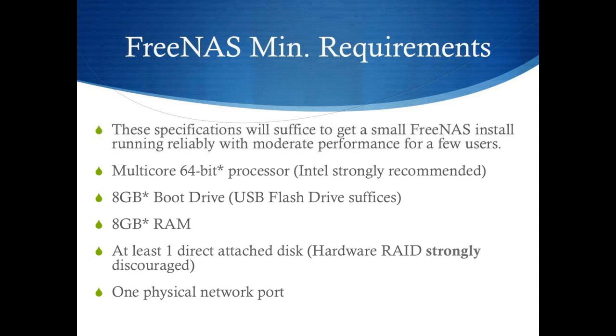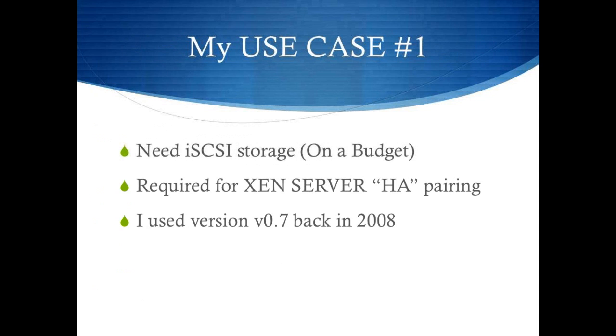And of course, you need at least one disk attached. And definitely do not use RAID hardware, because ZFS, the file system, does it all for you. And if you put RAID hardware in the middle of it, it can cause serious problems. So they definitely recommend don't use RAID hardware. You don't need it. But if you want to have the equivalent of RAID 5, you need 4 disks, and you can do it. And you need, of course, one network port, because you need to share it out. It's a network attached storage. You need a network port, NIC port.